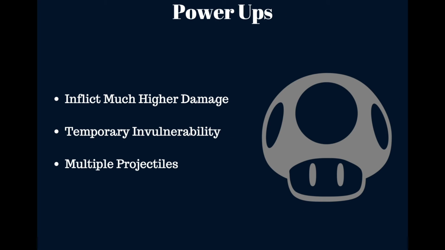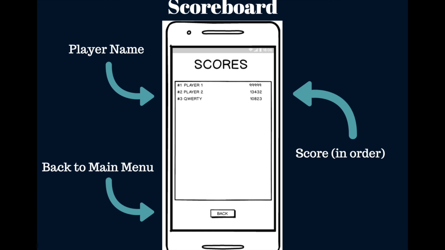Along with the negative status effects that can be inflicted on the player, there are also positive status effects for the player in the form of power-ups. These can be attained randomly throughout the game as objects that travel across the ground. Positive effects will include brief invulnerability and multiple projectiles. Finally, we will have a scoreboard to log a player's given name and score along with others who have played on the device. This will be accessible through the main menu and the pause menu as well.